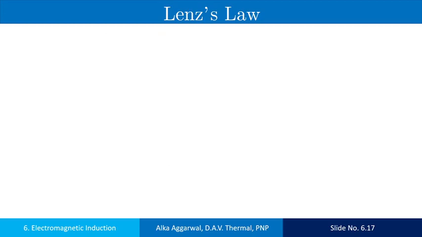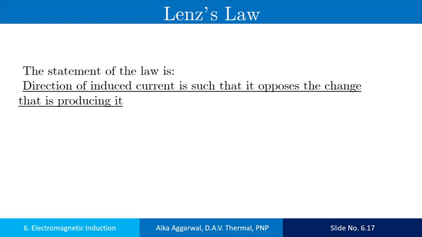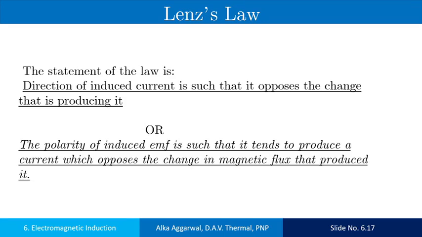Now the Lenz's law. According to Lenz's law, the direction of induced current is such that it opposes the change that is producing it. We will explain it later on. First, let us look at the alternative definition. The second statement of Lenz's law is: the polarity of the induced EMF is such that it tends to produce a current which opposes the change in magnetic flux that produced it.